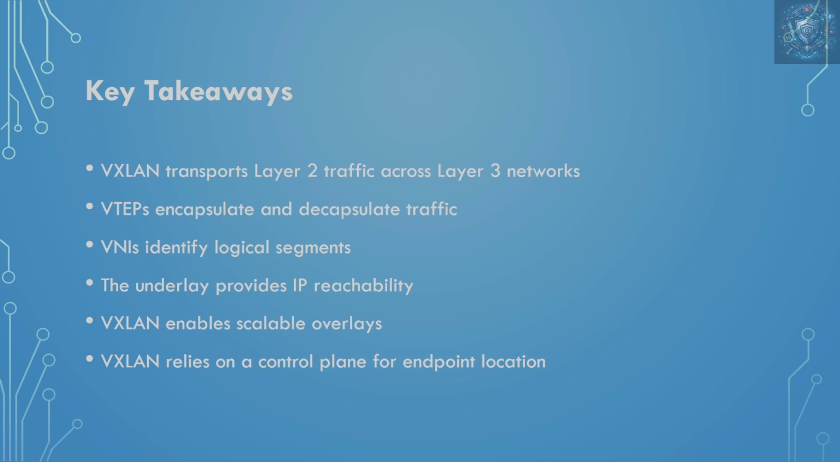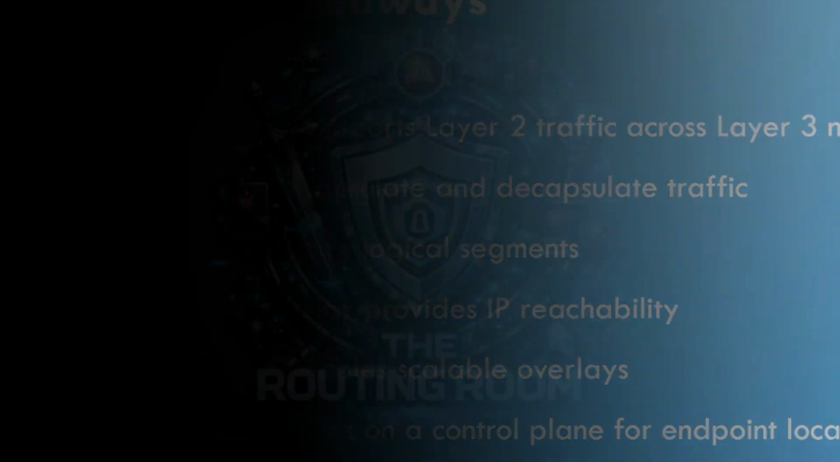Underlay provides IP reachability. And I know I've said it so many times in this video, but the underlay is a requirement for VXLAN to work. Without the underlay, the overlay, all the cool stuff doesn't work. The whole point of VXLAN is to provide scalable overlays. And VXLAN also relies on a control plane for endpoint location. And that's going to be a protocol called LISP, L-I-S-P. And we'll talk about that probably in the next video.